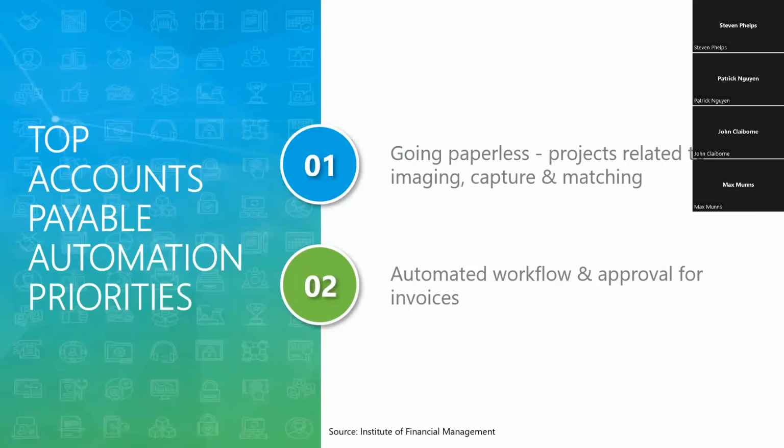Further research by the Institute of Financial Management, or IOFM for short, shows the top accounts payable automation priorities. It's going paperless and automating workflow. And as we did the survey, automating workflow was the number one thing that you folks have selected. Based on the survey that IOFM conducted, these were the two top: going paperless and automating workflow.